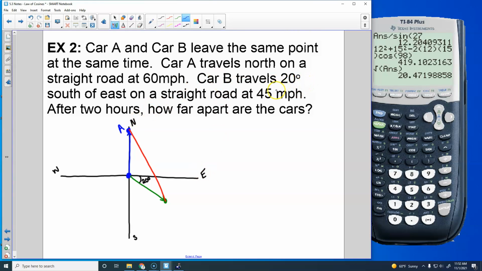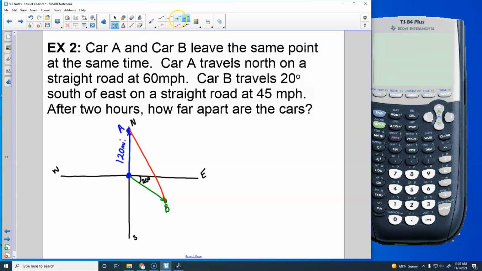We've got to know how far car A and car B have gone here. So how far did A go? 120 miles, because at 60 miles an hour for 2 hours, it would be 120 miles. How far did car B go? 90. And we want to know this side right here, that red side, how far it is from A to B.